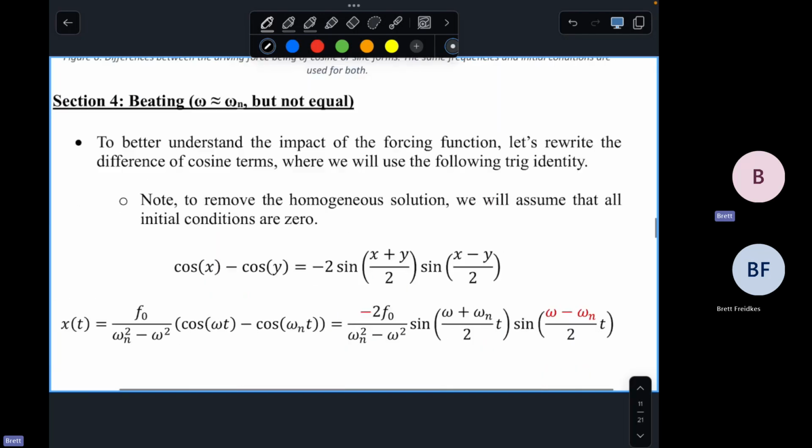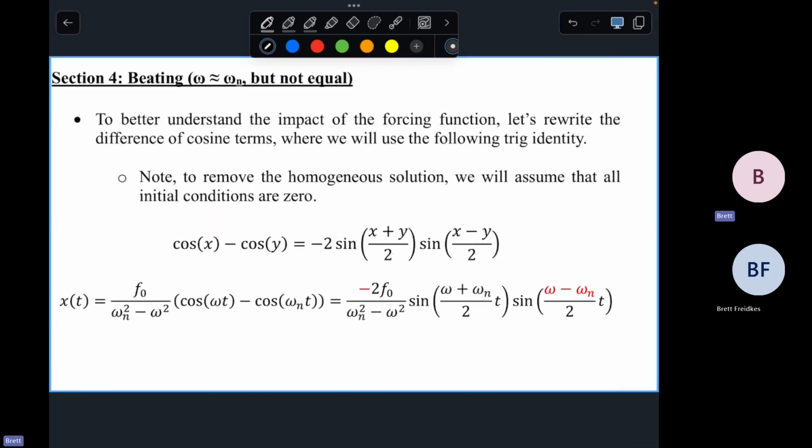I agree. The next thing we talked about was beating, which occurs when? Peter. Lucas. Almost equal each other. This occurs when they're close to each other, but not equal. What do we have when they're equal? Resonance. But when they're close to each other, that's when you have this beating phenomenon.